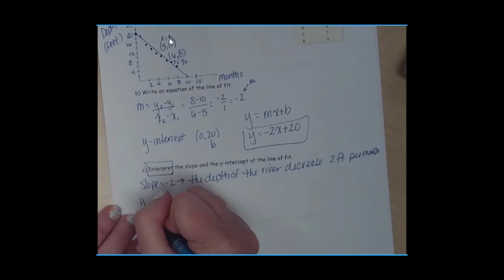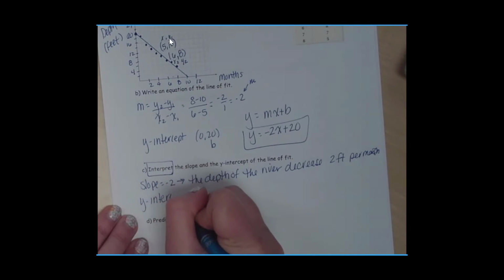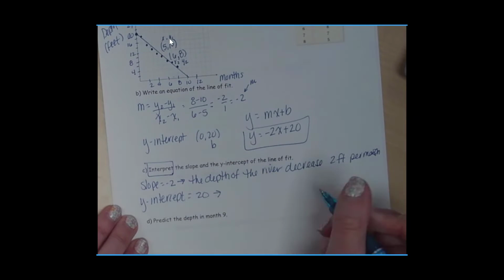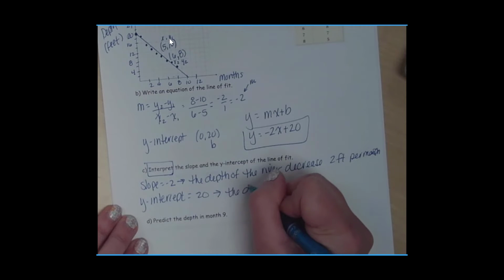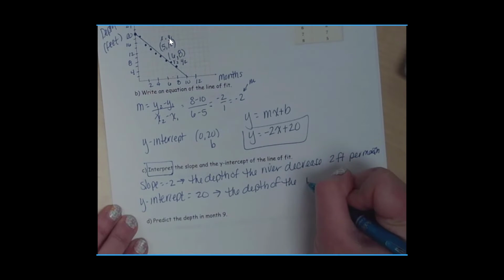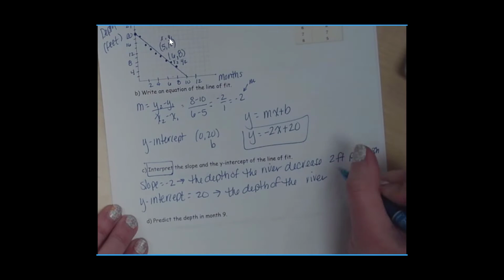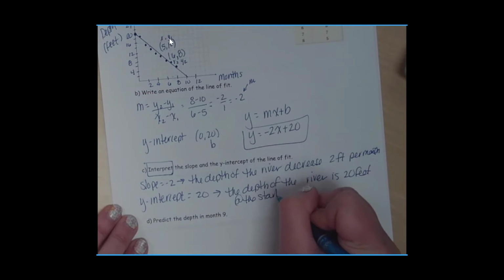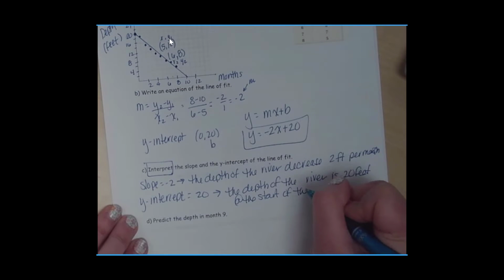Now, my y-intercept was 20. Again, I need to explain that. What that means was the depth of the river is 20 feet at the start of the monsoon season.